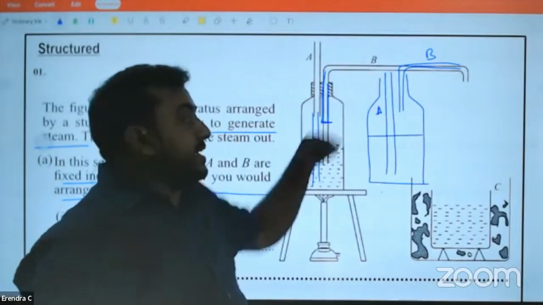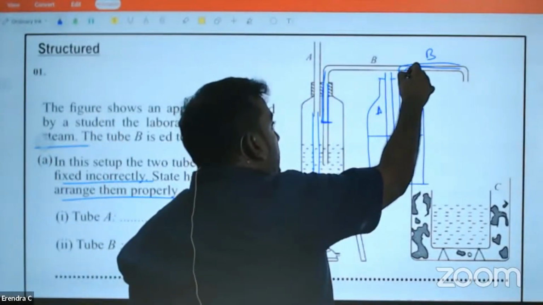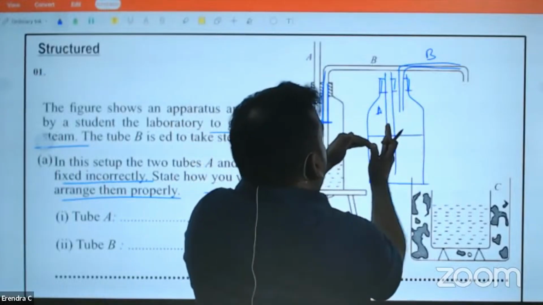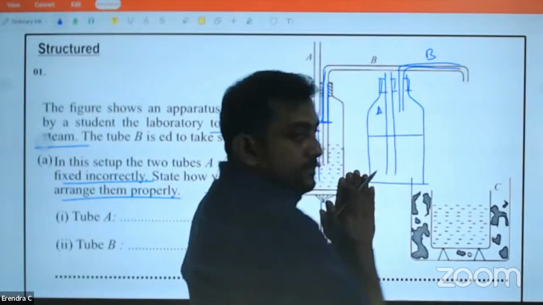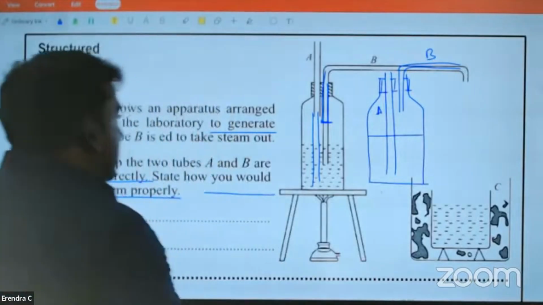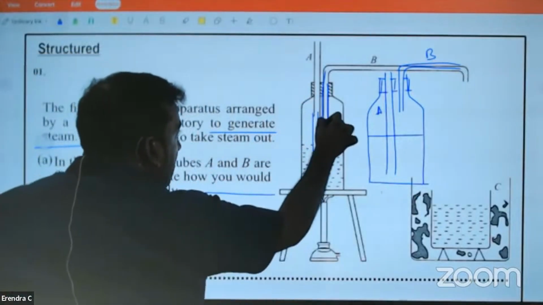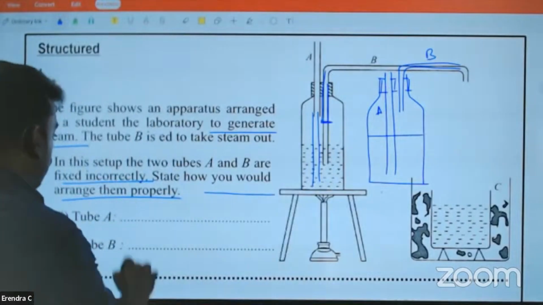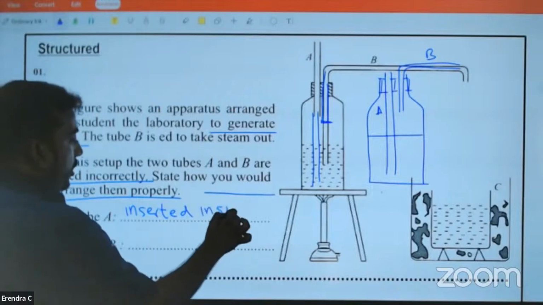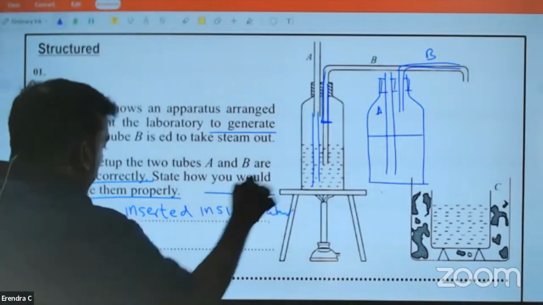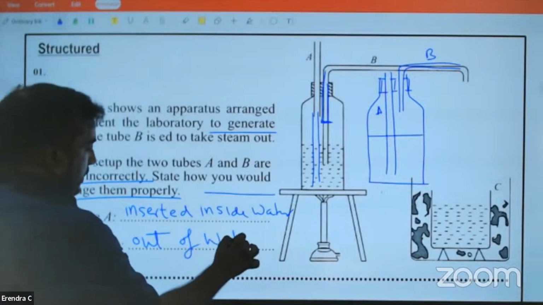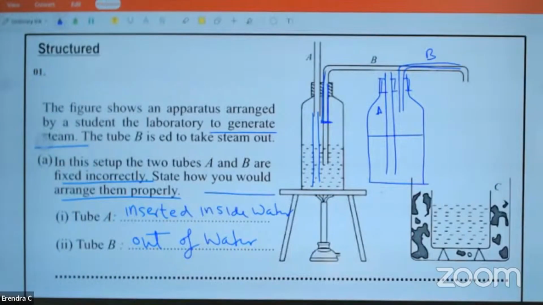When the pressure inside increases, this is nicely closed now. When the pressure inside increases, pressure will push the water down, water will rise along the tube and regulate the pressure. Otherwise, it will explode. So A should be inserted inside water, B should be outside water. B is out of water.